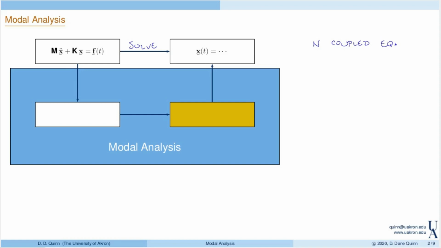And that can be difficult to solve. Again, we have n equations here. All the different variables could appear in all the equations. So this is a fairly complex system. Well, we have a procedure referred to as modal analysis that can help simplify this and essentially take these n coupled equations and turn them into n uncoupled equations.